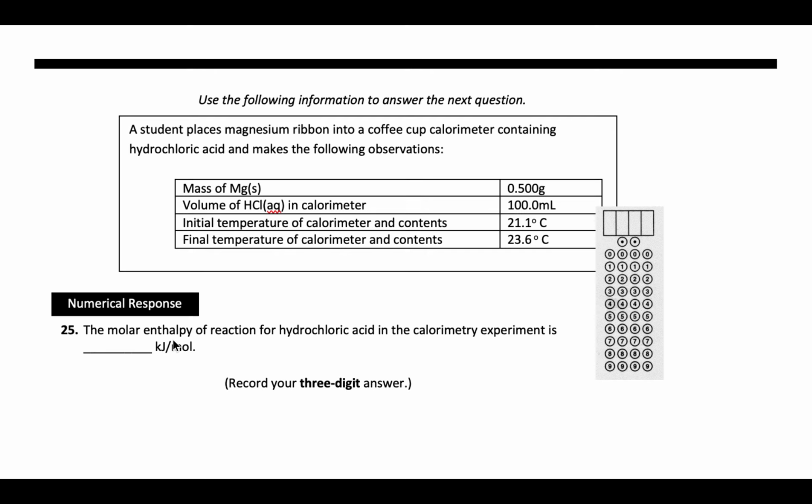Okay, now we have a question that mimics a lab, and you probably would have done this lab in your class because it's quite common. So in this one, you have a piece of magnesium ribbon. It's reacting with HCl in a calorimeter. So we are using the formula nΔH equals negative mcΔT. The left-hand side is about the reaction. It's asking for the molar enthalpy of the reaction for hydrochloric acid in the calorimeter. So we're looking for H.